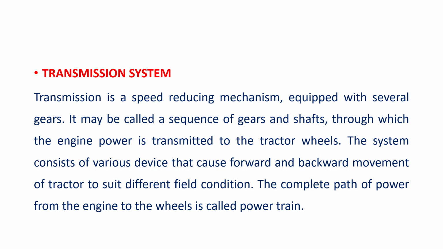The power has to be given to suit forward and backward movement of the tractor, depending on the various field conditions and everything else. So that is what we call a transmission system. Not only forward moving, whatever it is. The complete path of power from the engine to the wheels, we call it a power train.